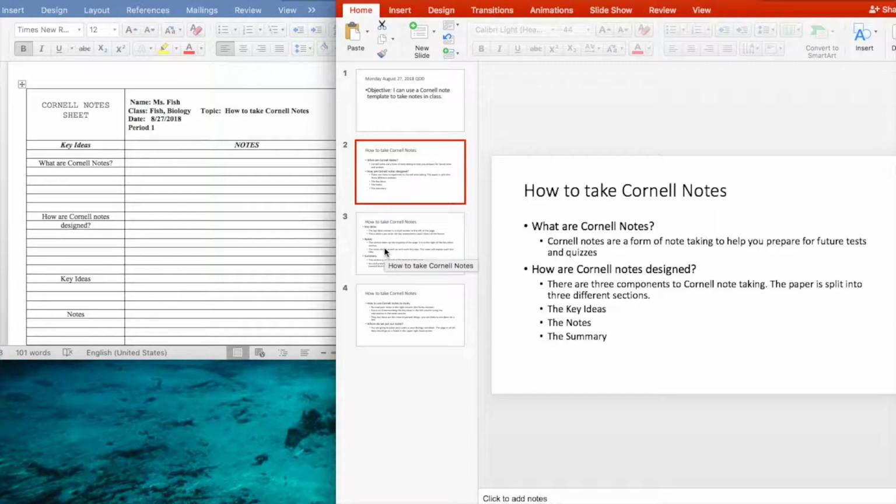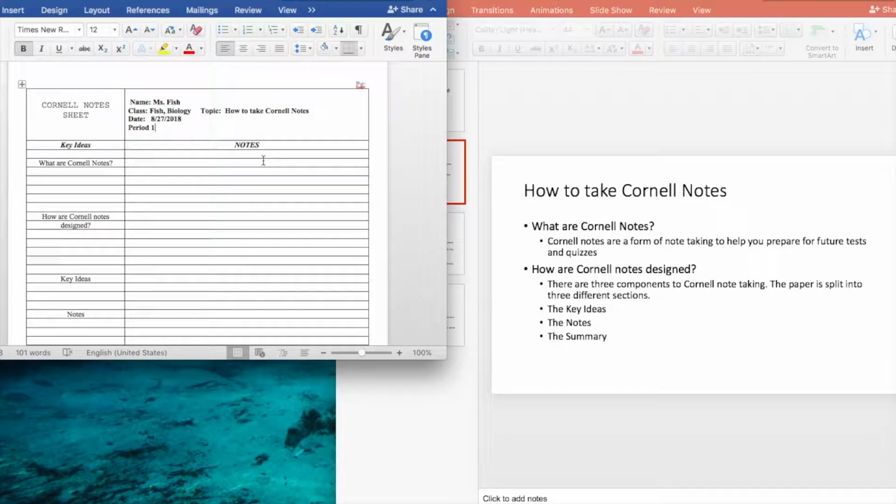Alright, so our first key idea is: what are Cornell notes? Underneath that key idea, we have our notes. It states that Cornell notes are a form of note-taking to help you prepare for future tests and quizzes. Alright, so you're on the same page. Over here, if we look, we have our key ideas. It says, what are Cornell notes? It matches this first bullet point right here. So that's going to be your key idea.